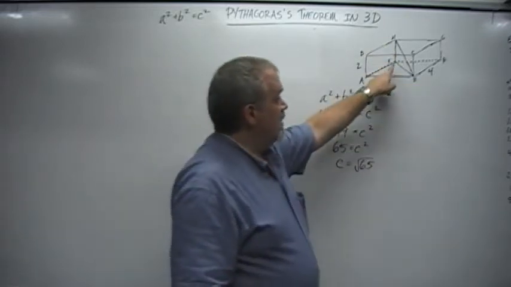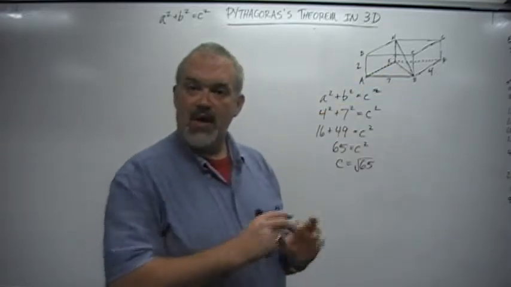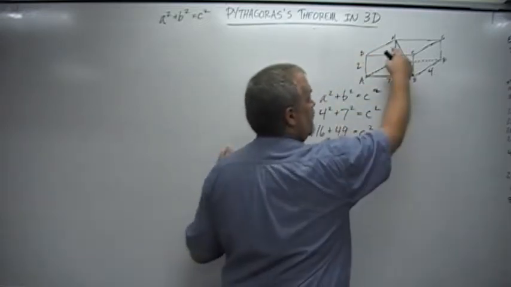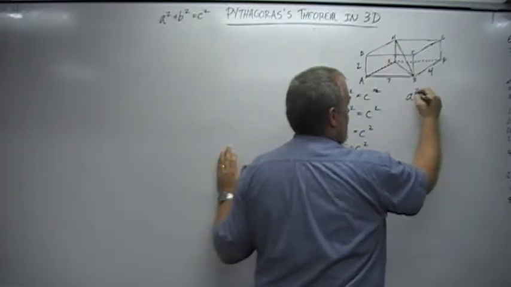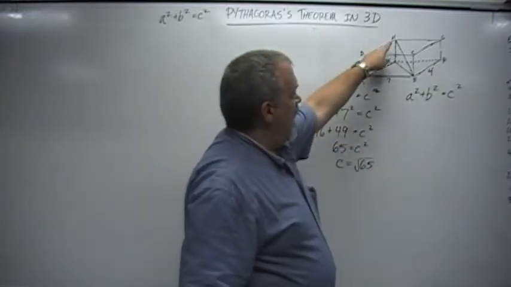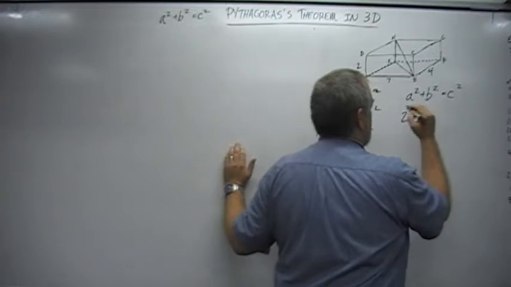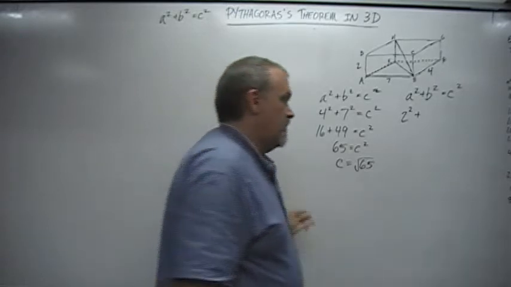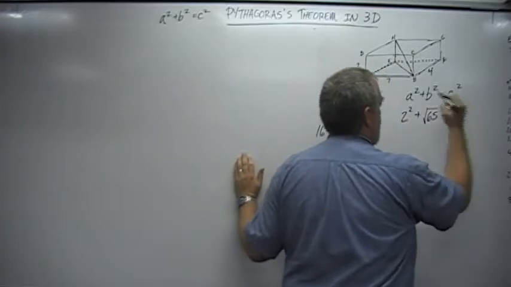Now, you realize that this hypotenuse of this triangle right here is now one of the shorter sides of this triangle that sits across. So we're now going to call this A, and this B, and that long diagonal C. So we're going to write again, a squared plus b squared equals c squared. A squared is the height back there, which we see is 2. So we're going to do 2 squared plus our b side, that's the one across the bottom, is the square root of 65. Square root of 65 squared equals c squared.